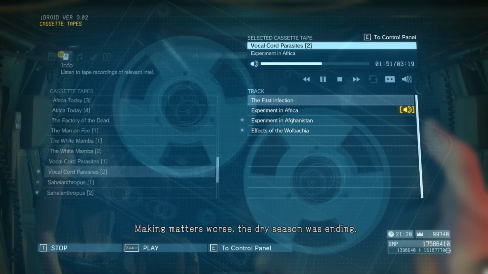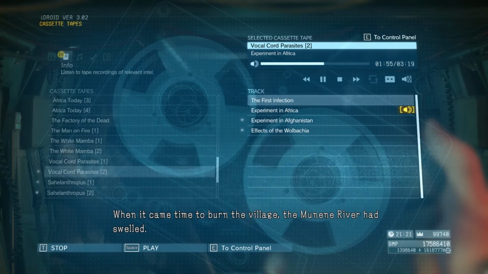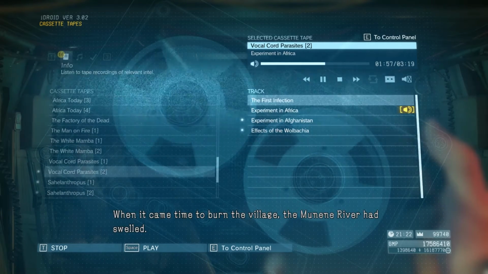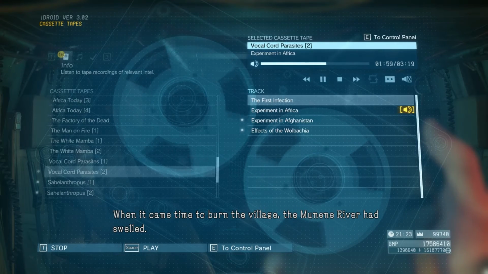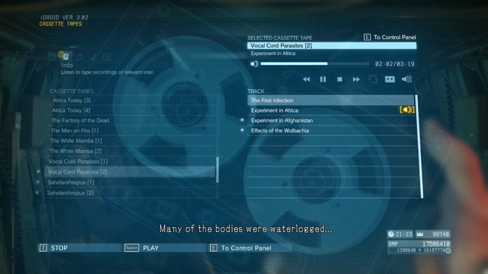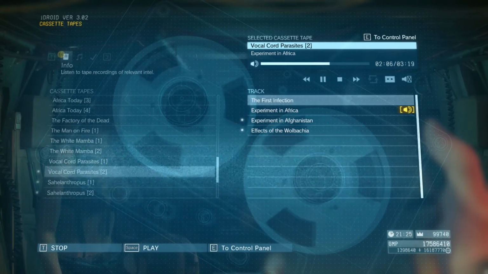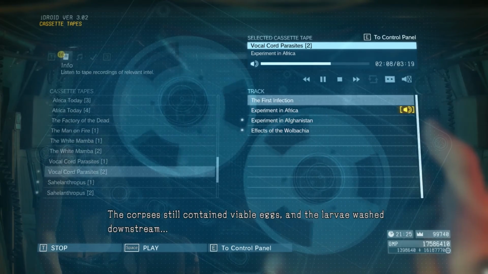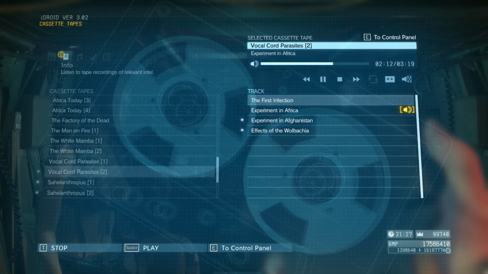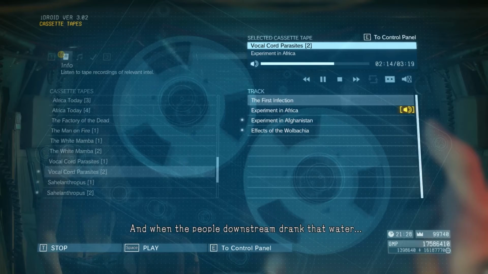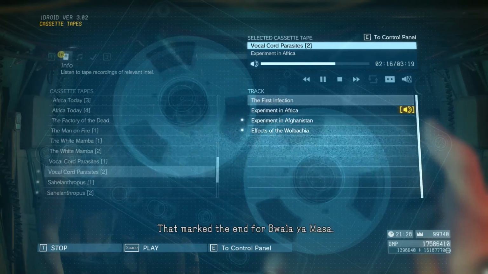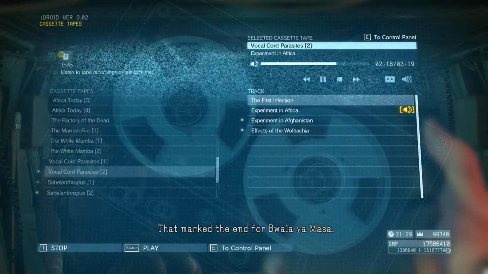Making matters worse, the dry season was ending. When it came time to burn the village, the Moneni River had swelled. Many of the bodies were waterlogged, meaning they didn't burn completely. The corpses still contained viable eggs, and the larvae washed downstream. And when the people downstream drank that water, that marked the end for Bwala Yamasa.